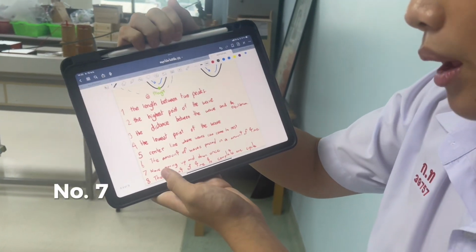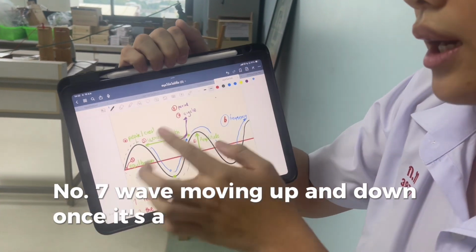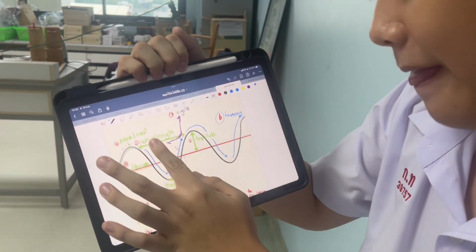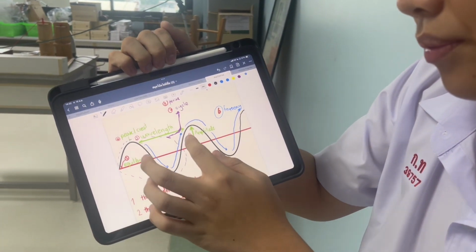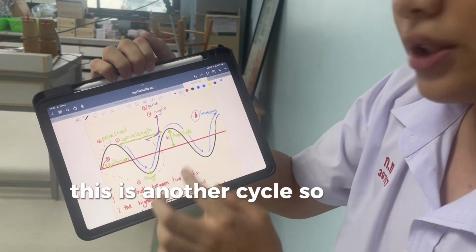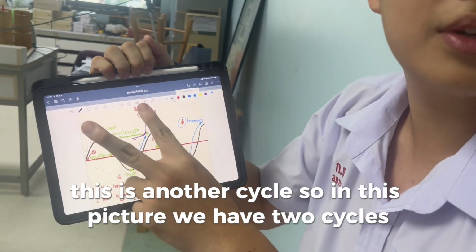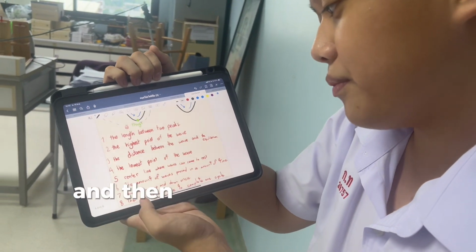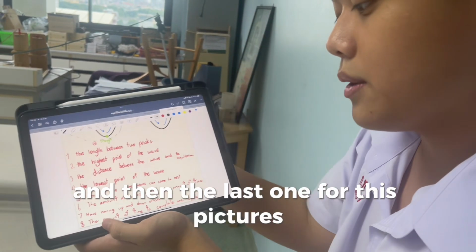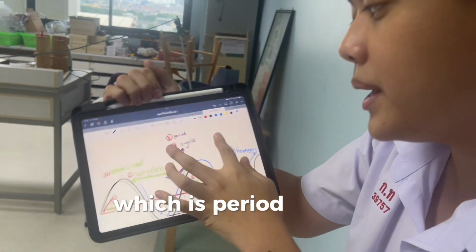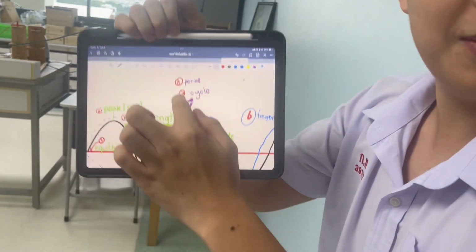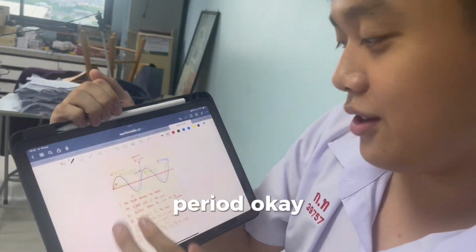Number 7, the wave moving up and down once is a cycle. As you can see, this is one cycle, this is another cycle. So in this picture we have 2 cycles. And then the last one for this picture is the amount of time to complete one cycle, which is the period.